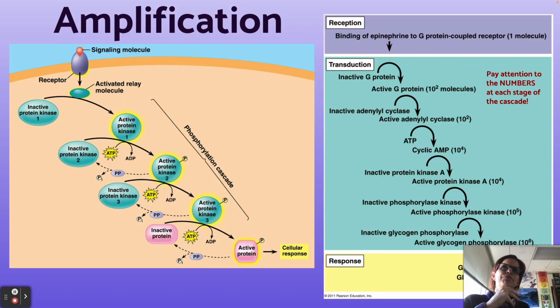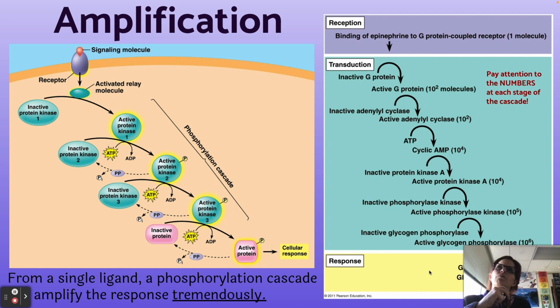Okay, and then amplification, again, don't make it scary, make it really easy. To amplify something means to make it bigger. So this is where you have one ligand to start with, and as it goes through this cascading event of the transduction part of the process, more and more and more molecules are getting triggered, like literally millions of molecules are getting triggered at one time from this one ligand. And that allows the cell to respond super fast to one triggering event. And so then it leads to a humongous response, whatever that response is. And we talked about what possible responses are.